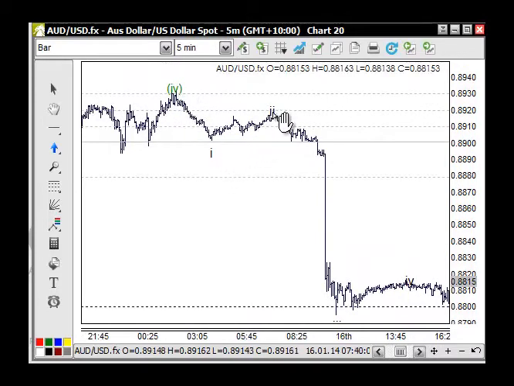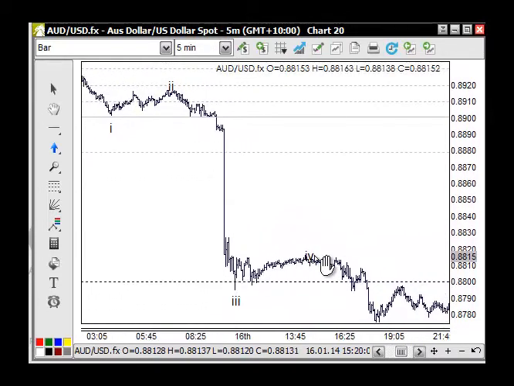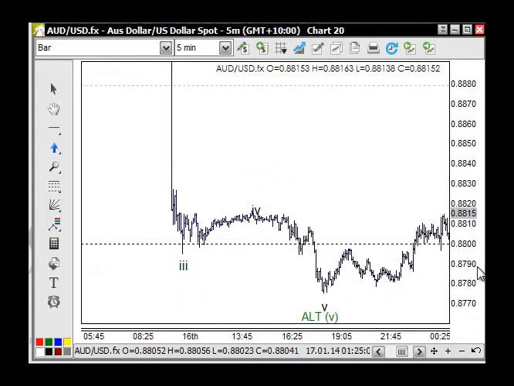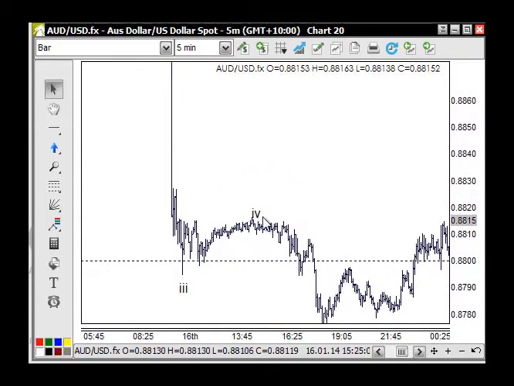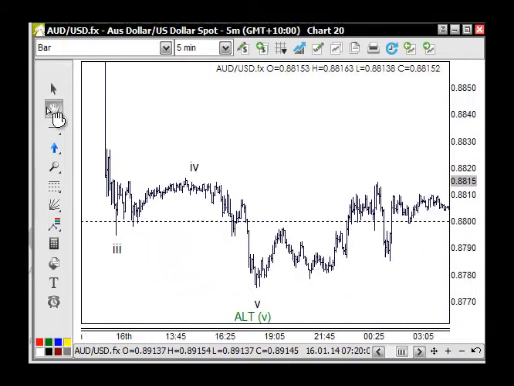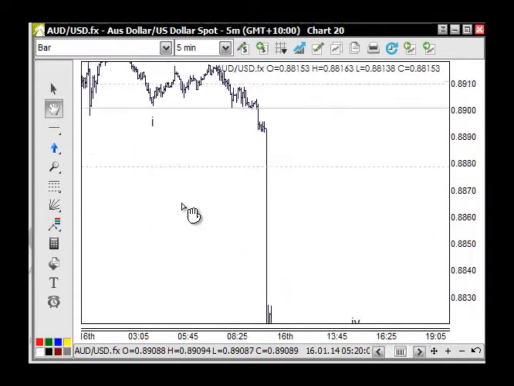We've got 1, 2, 3, 4, and 5. You couldn't get a nicer wave count than that. It's just perfect. So that's all good, and we'll come back to this rally here in a moment.